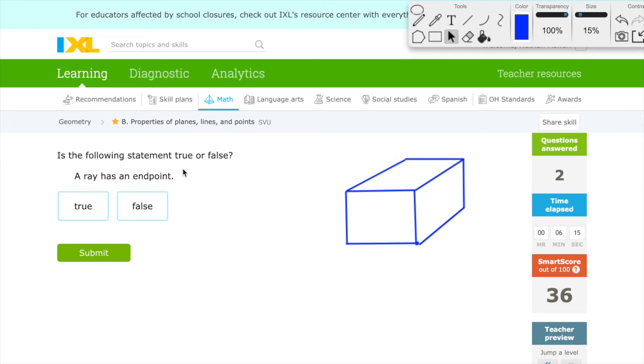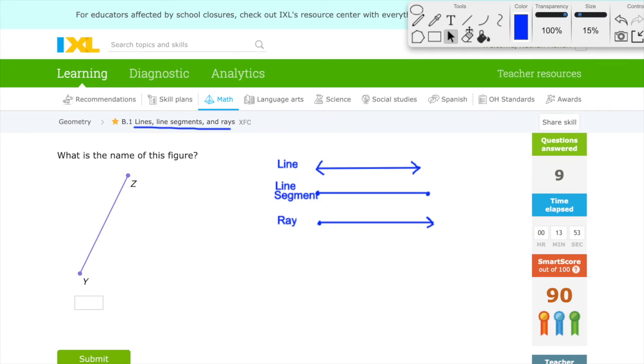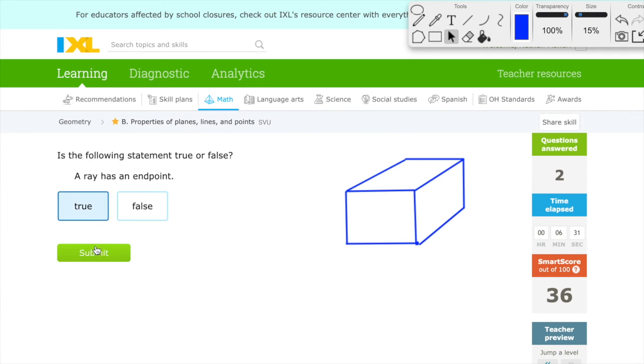Is the following statement true or false? So this takes us back to our previous one. A ray has an endpoint. So that is actually true. Is it still pulled up over here? Yeah, so a ray has a single endpoint. That's one of the things we talked about in B1, so we know that is true. It's kind of tying the two together.